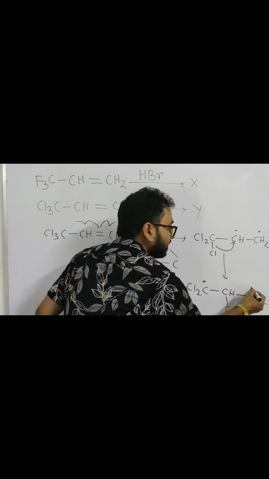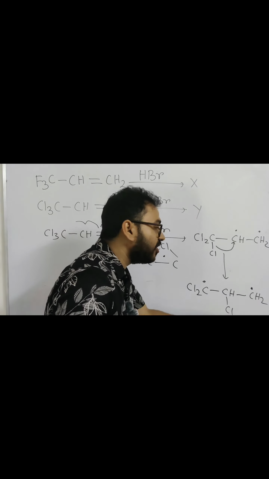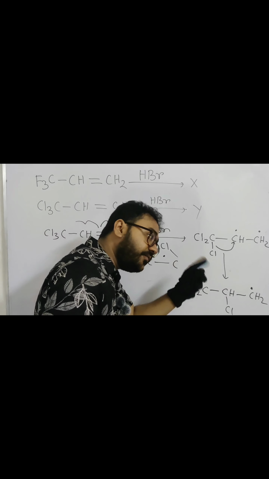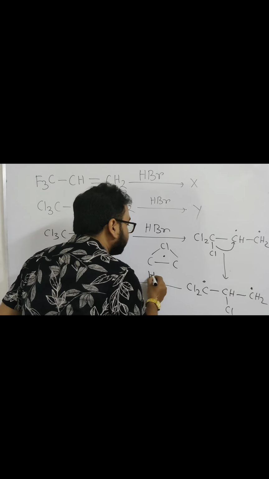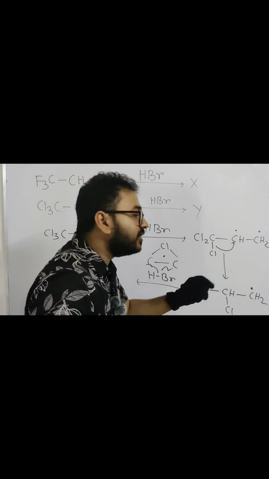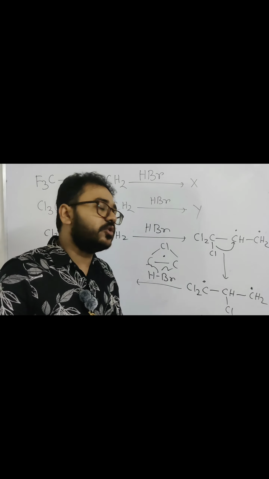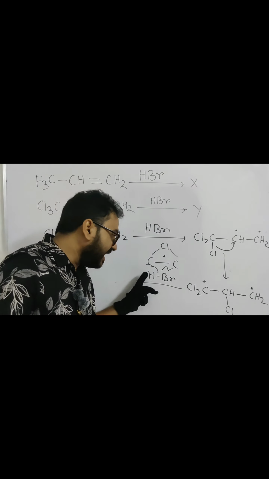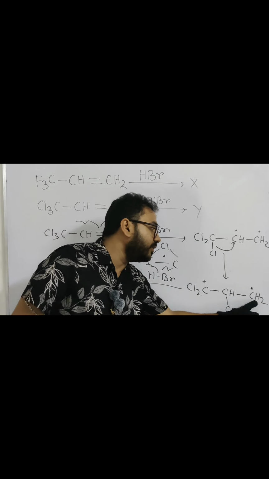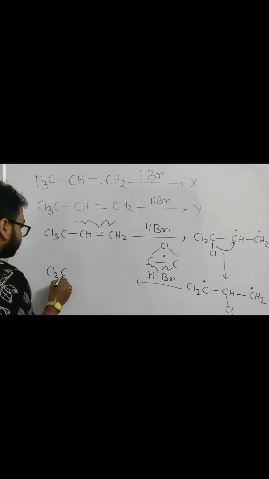In this case, this migration is possible due to the 3d orbital availability for chlorine, which is not possible in the case of fluorine. And in the next step, HBr will add. Now the question is, which side will Br dot add? Since chlorine is already a bulky group, and two bulky chlorines are there, the less bulky group, that is the H group, will attack this carbon and bromine will attack the terminal carbon, resulting in this product.